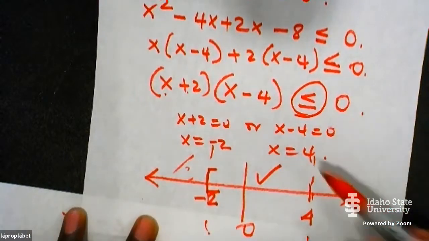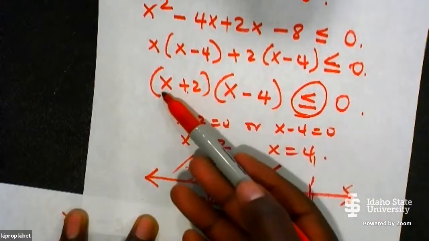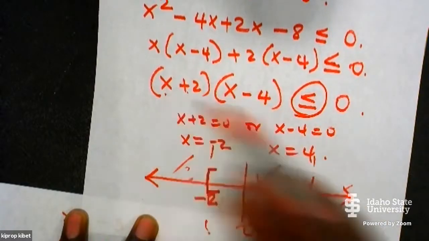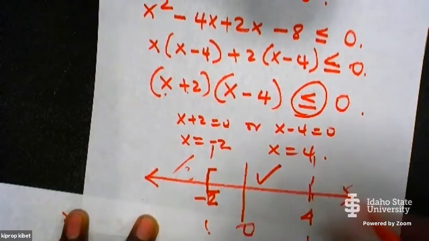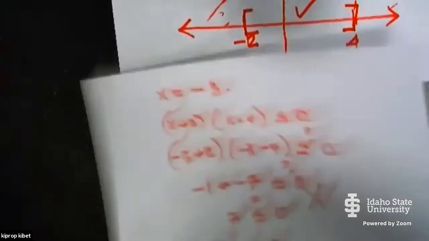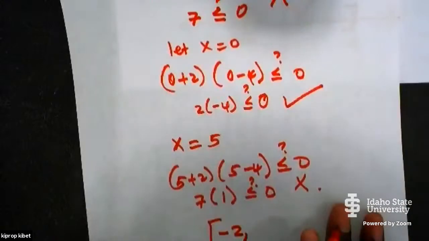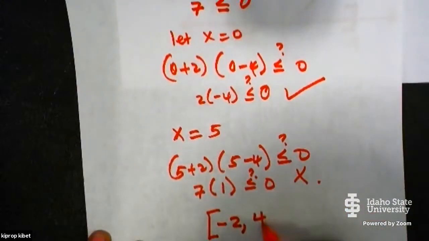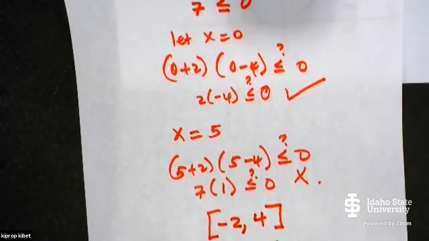When you put 4 here, then all of this will be 0, right? So 0 is equal to 0. So we are including that region. So this is our region. Now our interval notation will be what? So our interval notation will be -2 and 4.